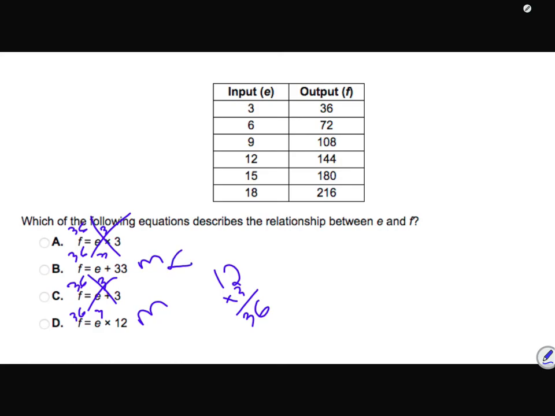Let's do this one again. E plus 33, so let's see. Well, I automatically see this. 6 plus 33 is not 72. So then that tells me that 6 times 12, that would work. So the answer there is D.